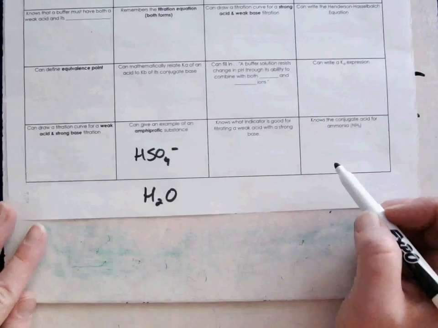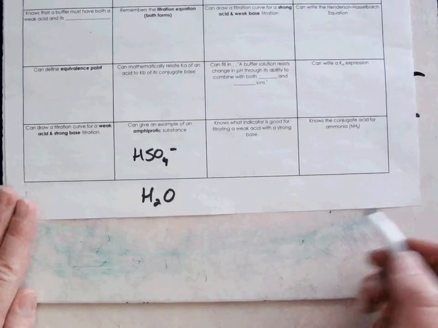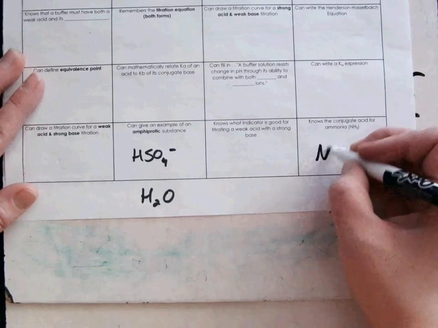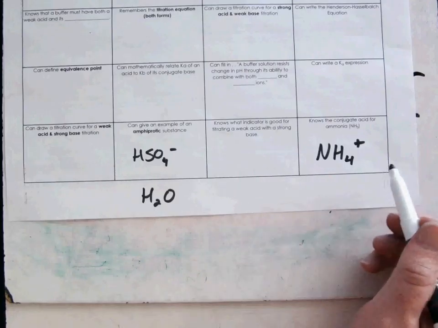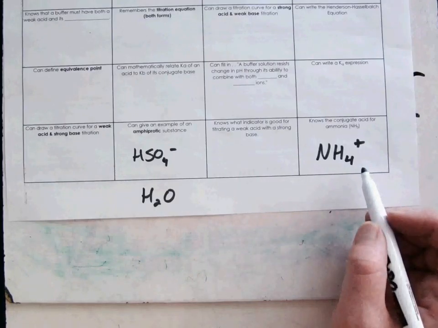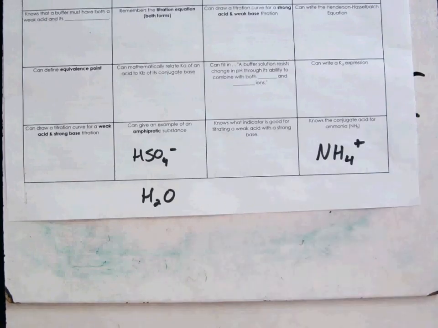Okay. Finally, the conjugate acid for ammonia. Make ammonia act like a base, make it accept a proton. After it has done that, it will be the ammonium ion, and now it is the conjugate acid for ammonia, NH3.